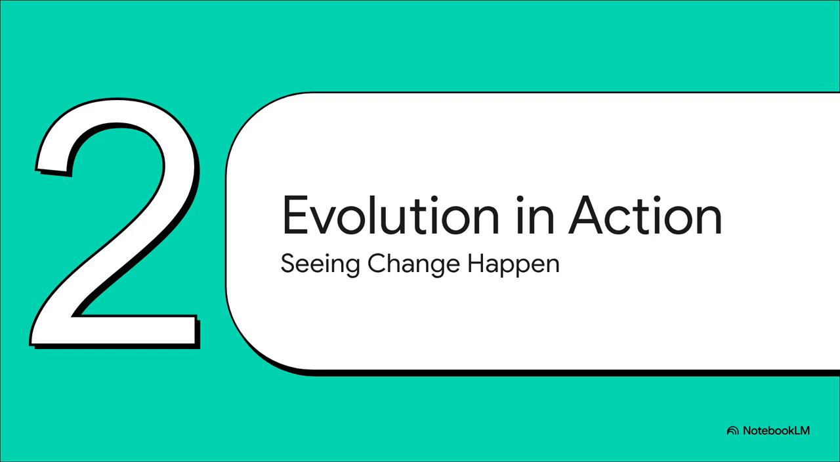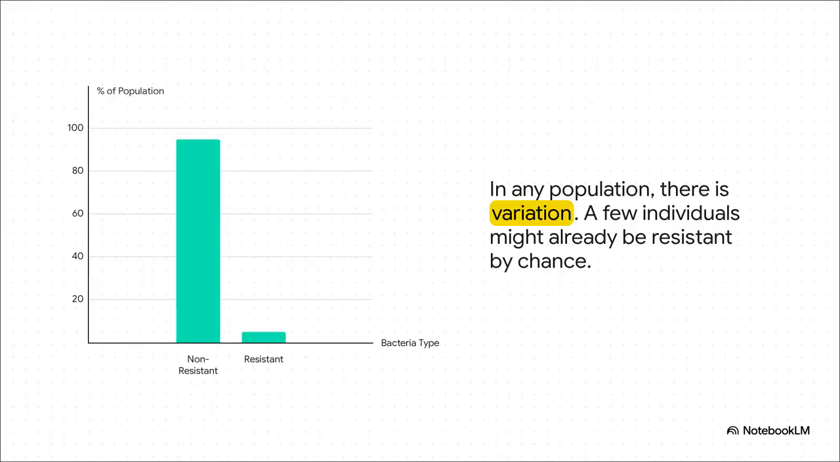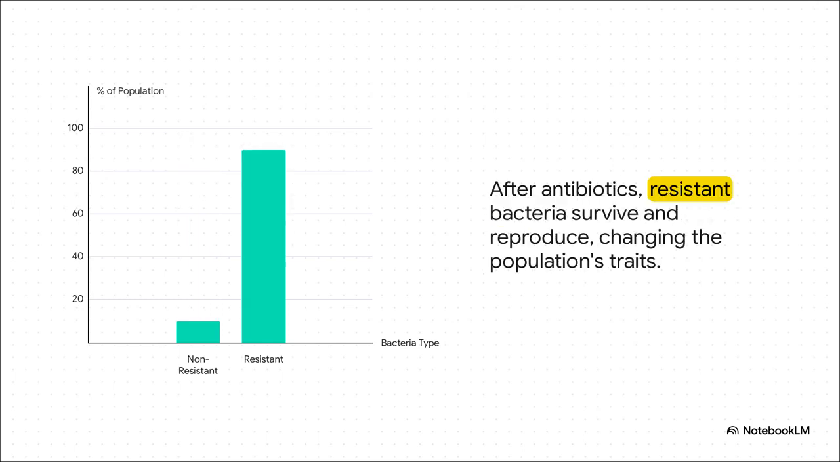This is where the theory gets real. So let's imagine a population of bacteria making you sick. Because of that genetic variation we talked about, they're not all identical. The vast majority of them are totally vulnerable to an antibiotic. But just by pure chance, a tiny, tiny few might have a random mutation that makes them resistant. Then you take the antibiotic. It's like a targeted strike.